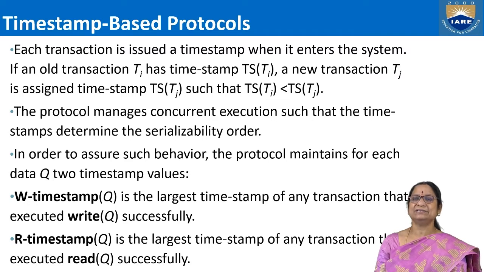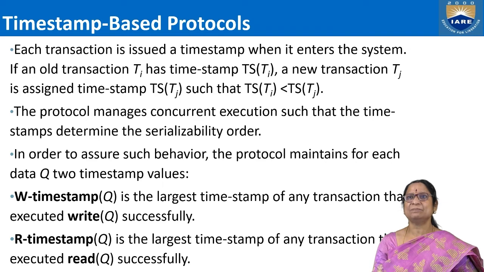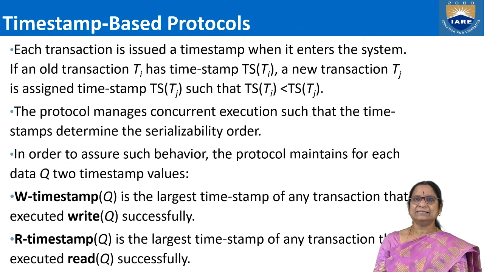So that's why TJ entered later than TI. So that's why the timestamp of TI is less than the timestamp of TJ. This is the way the timestamps must be allocated. And this protocol manages concurrent execution such that timestamps determine the serializability order. So we need not explicitly check serializability, or consider any precedence graph, etc.